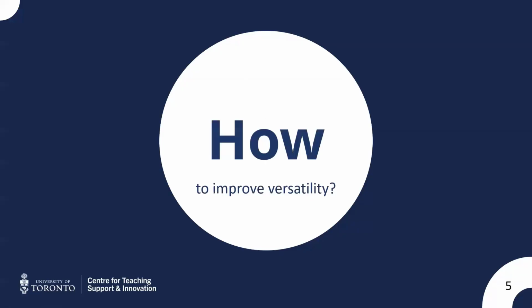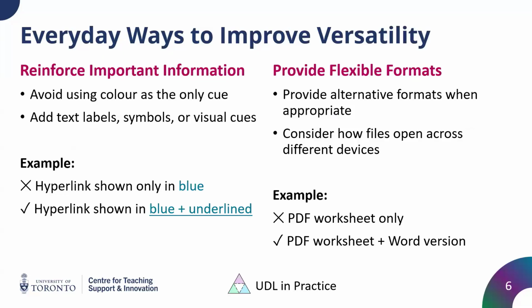So how can we improve versatility in our course materials? The first place to start is with small design choices we make every day. So on the left, one important principle is to reinforce important information rather than relying on a single cue. For example, if a hyperlink is shown only in blue, learners who have difficulty perceiving color differences may miss the fact that it is clickable. Adding another signal, such as underlining, labels, symbols, or visual cues, helps make important information easier to notice.